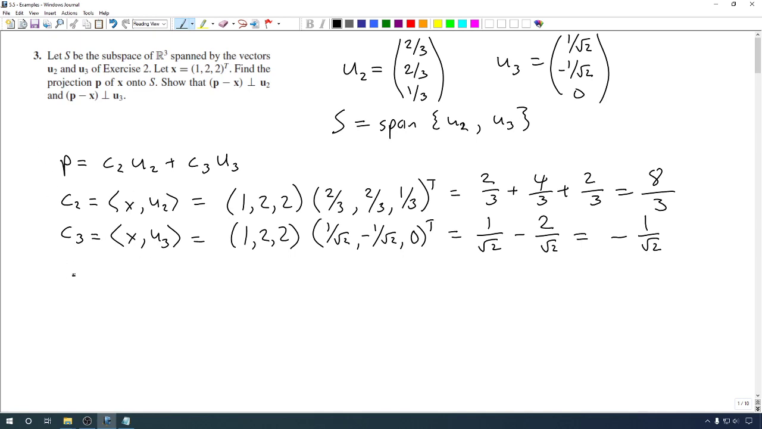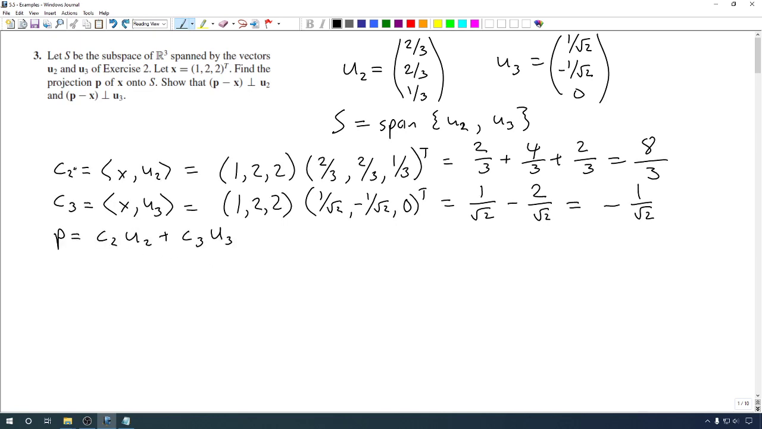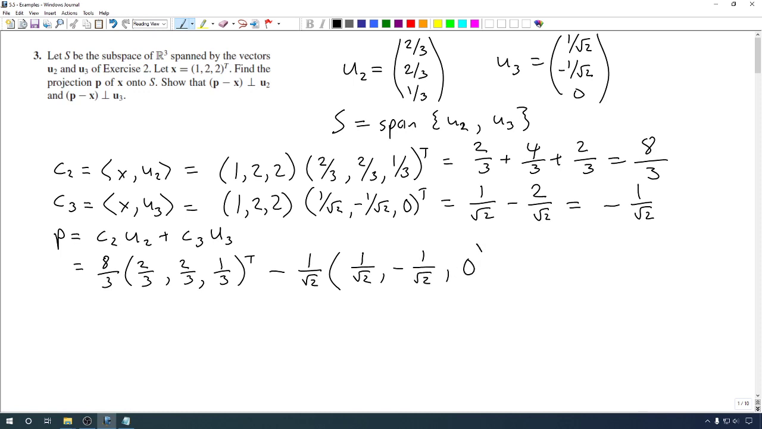So this p, let me move the p down below. We're just going to take these coefficients that we found and multiply them by the vectors. So c2, again, is 8/3, but it's going to be multiplying the vector 2/3, 2/3, 1/3. And then we have a minus 1 over root 2 times the vector 1 over root 2, negative 1 over root 2, and 0. And then we get to multiply that out and add these together.